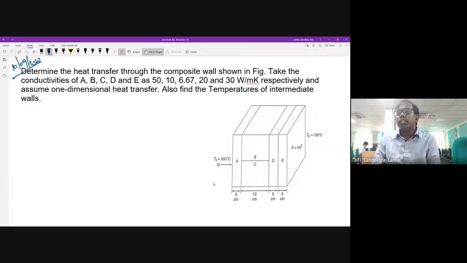But before going into the resistance circuit, let me explain what is given in this problem. This is a composite wall, as you can see. This is one wall, A, this is completely A. Here you have B on top and the bottom, you have C, and this is D, and this is E.